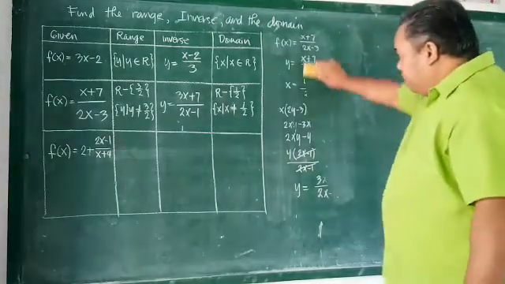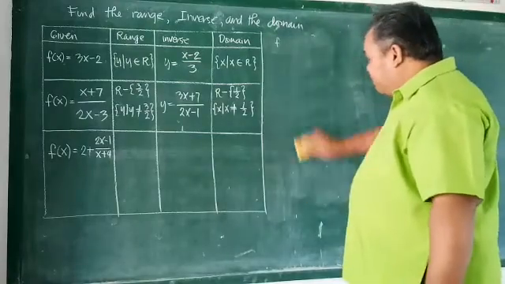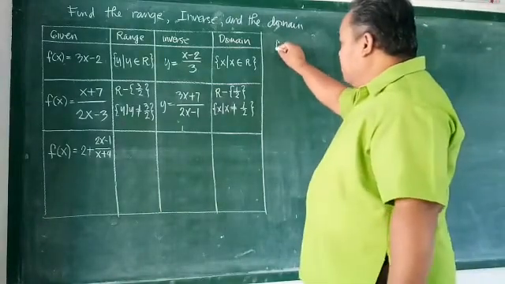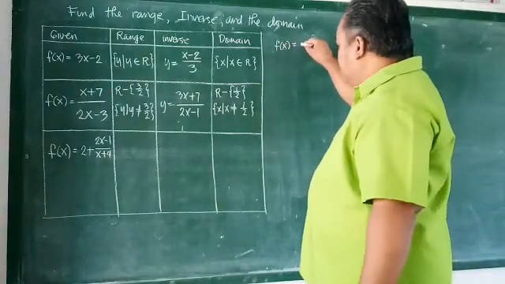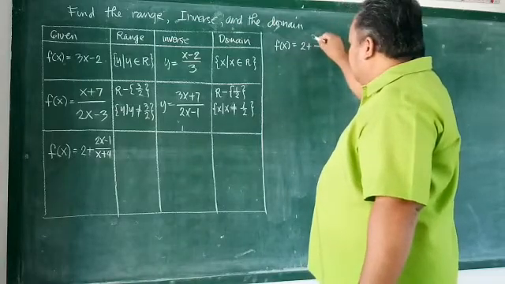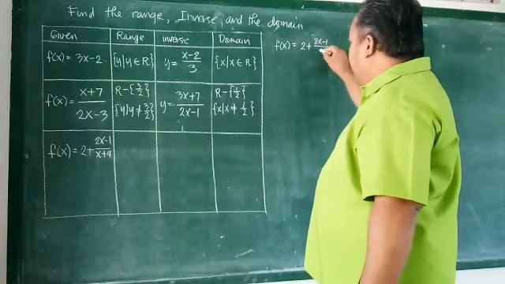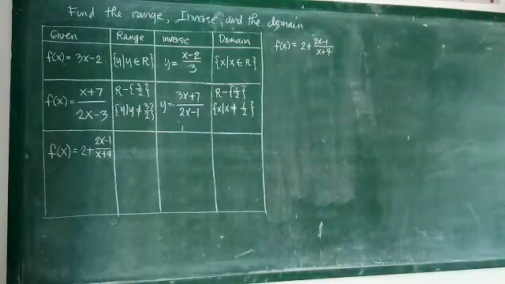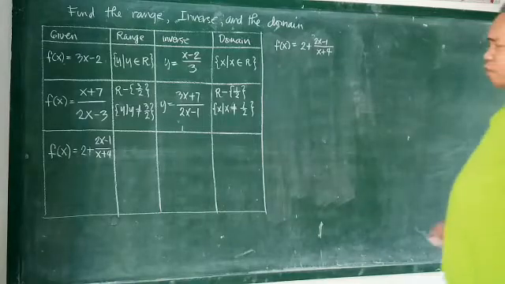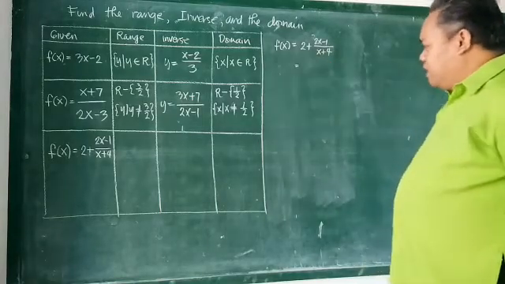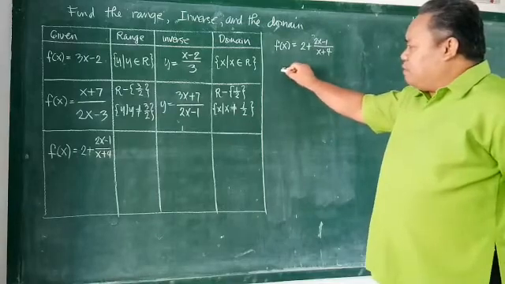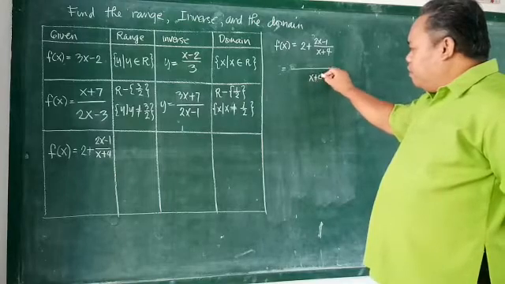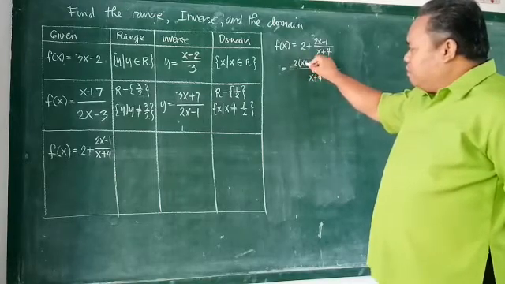Equation number 3 is f of x equals 2 plus (2x minus 1) over (x plus 4). Now remember, your equation here is a whole number 2 with a fraction. So let's simplify this first so that we can solve it properly. So the LCD is x plus 4. So that's 2 times (x plus 4).